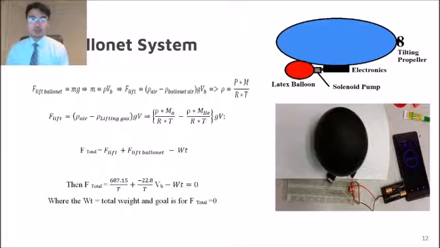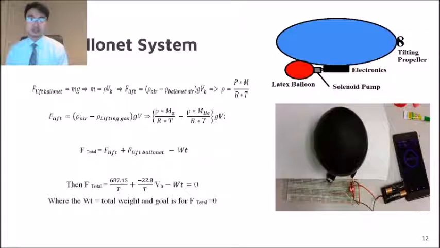On the next slide, we cover the design considerations for the ballonet system. Through calculations relating the ideal gas law to the buoyant force of air and helium, we found an expression to represent the relationship between the lifting force, the temperature, and the volume of the air in the ballonet. Our goal is to keep the blimp neutral, with weight zeroing the lift force.